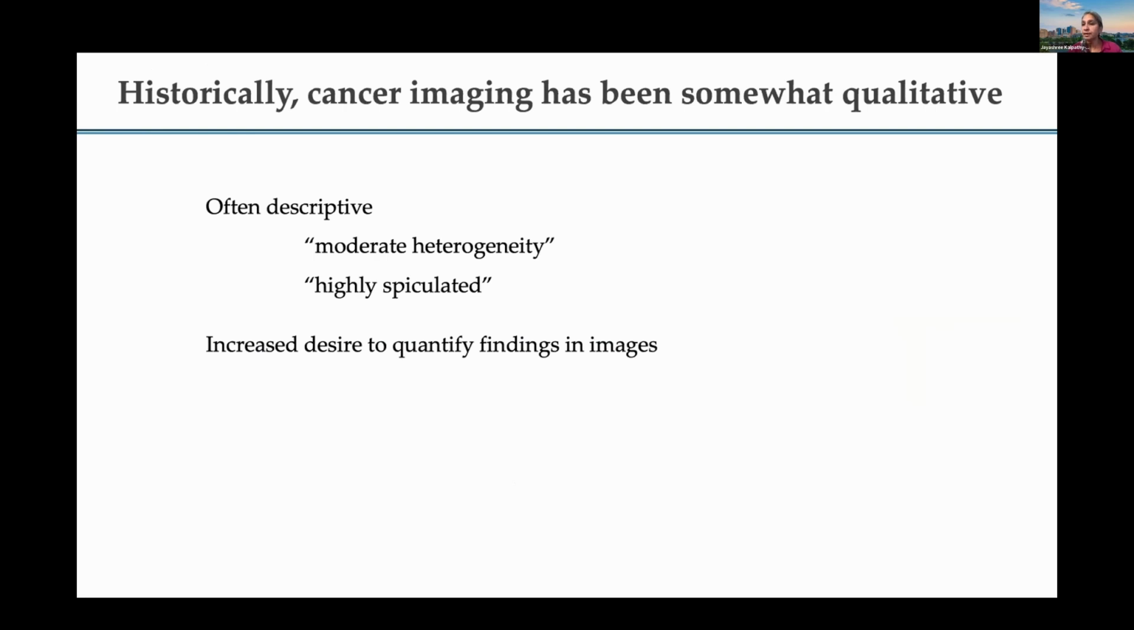Historically, cancer imaging has been somewhat qualitative. If you look at radiology reports, you'll often see descriptions that are really hard to translate into a mathematical equation. It might say things like moderate heterogeneity or highly spiculated. And it's really one person's moderate heterogeneity, maybe somebody else's severe heterogeneity, for instance. So these things have been much more qualitative.